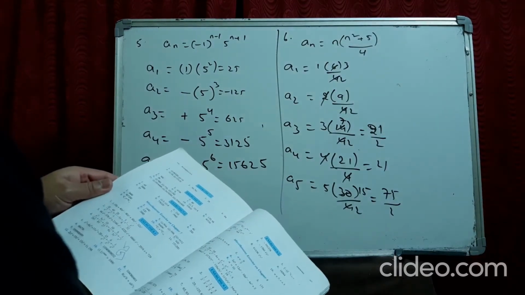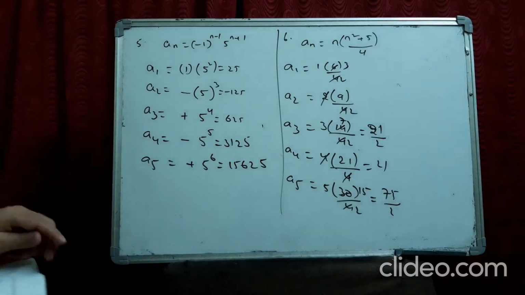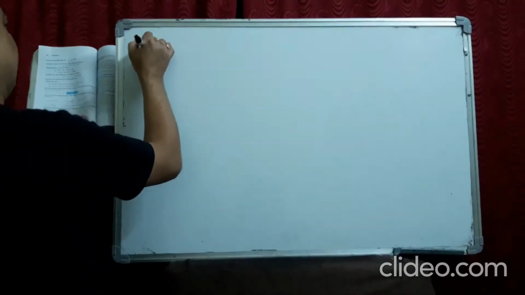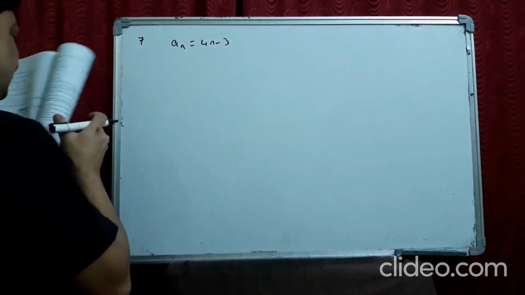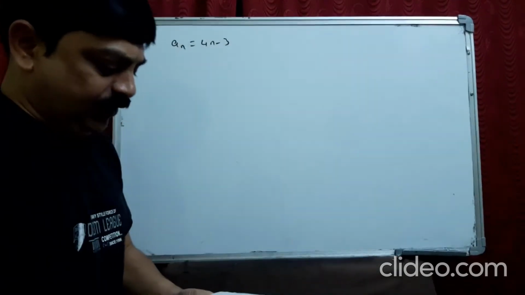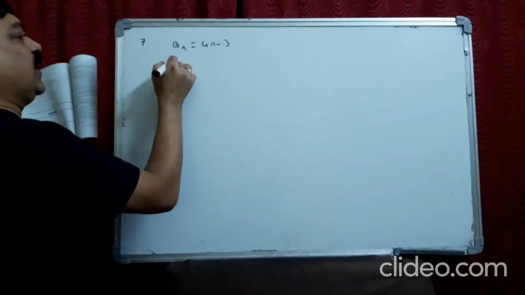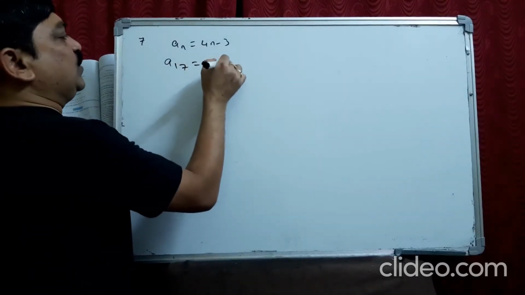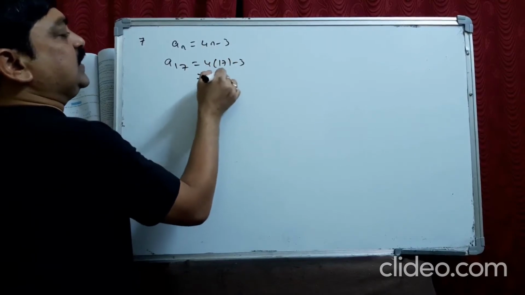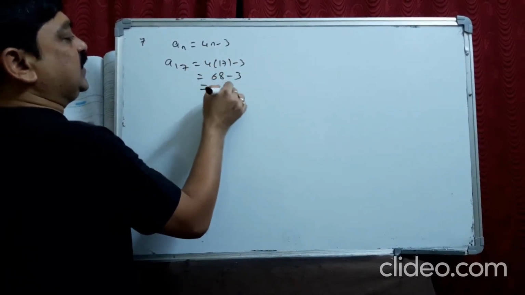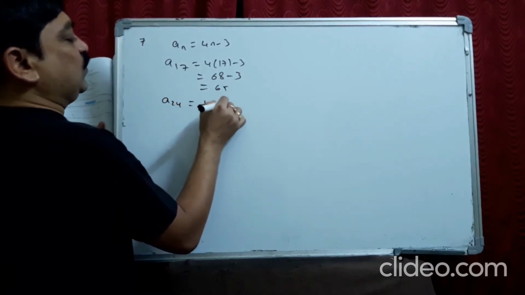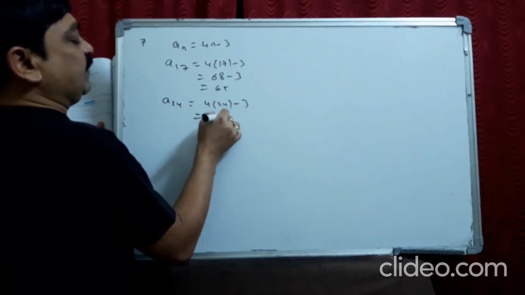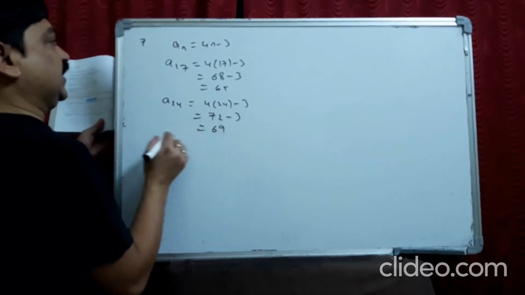Perfect, it is right. See, in the next question, the 7th one, what did they give? They gave a_n is 4n minus 3. They asked us to find the terms a17 and a24. Just replace the values. a17, 4 into 17 minus 3, 68 minus 3, 65. And a24 is 4 into 24 minus 3, 72 minus 3, 69. That's it.